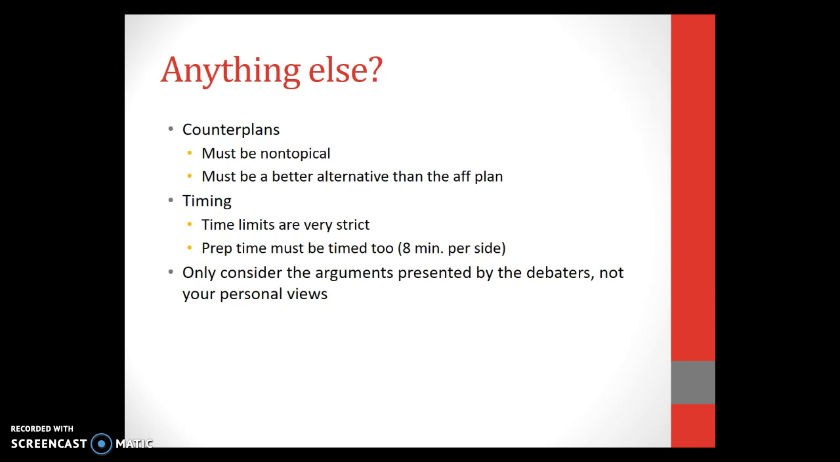Another thing to consider is that you should only be thinking about the arguments presented by the debaters, not your own personal views when scoring the debate. You may completely disagree with a debater, but if he or she is doing a good job of presenting evidence and speaking very confidently, you really need to consider that, not what your own personal views are.